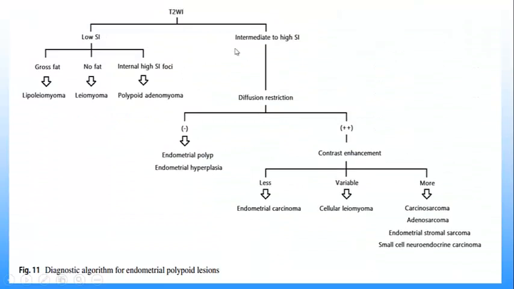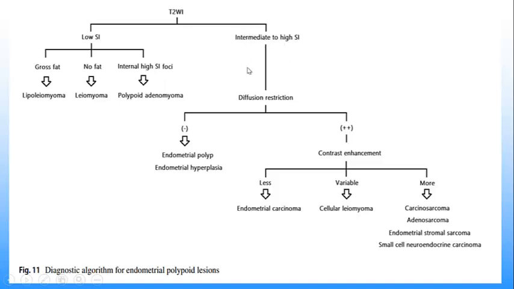This is also a diagnostic algorithm for the endometrial polypoidal lesions. First we look at T2. If we have low signal intensity, then we are talking mainly about leiomyoma, either lipoleiomyoma if we find fat, or, with no fat, leiomyoma. The lipoleiomyoma is more rare. And high signal foci due to hemorrhage will be polypoid adenomyoma.